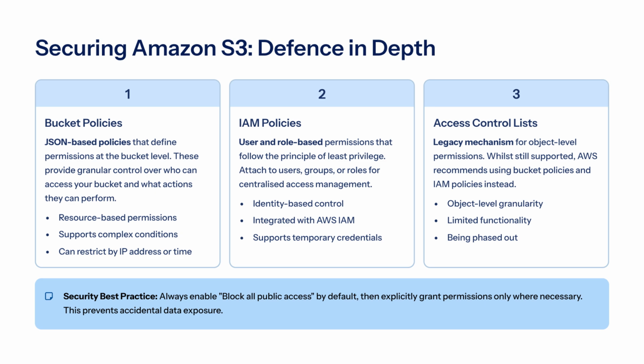Large organizations often have overlapping IAM and bucket policies, which can cause unexpected results. The fix is to regularly audit your permissions with AWS IAM Access Analyzer and run security scans with AWS Trusted Advisor.